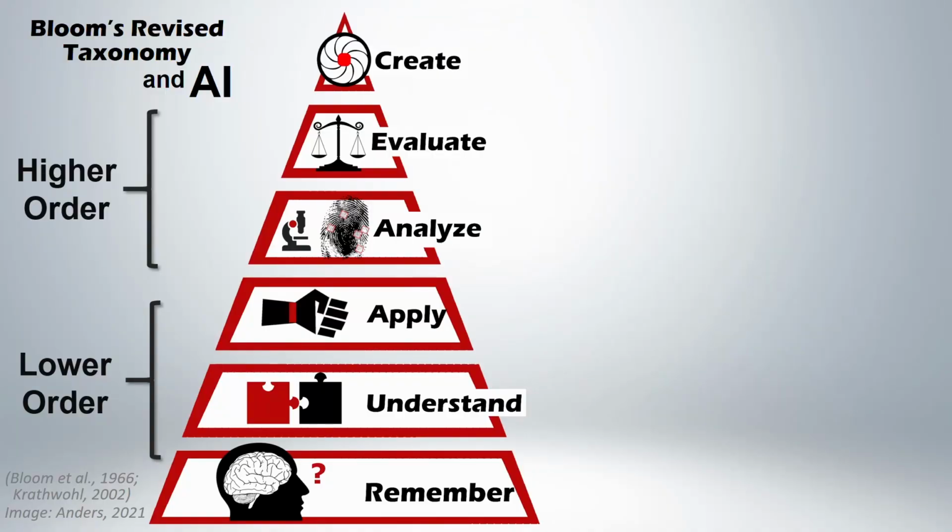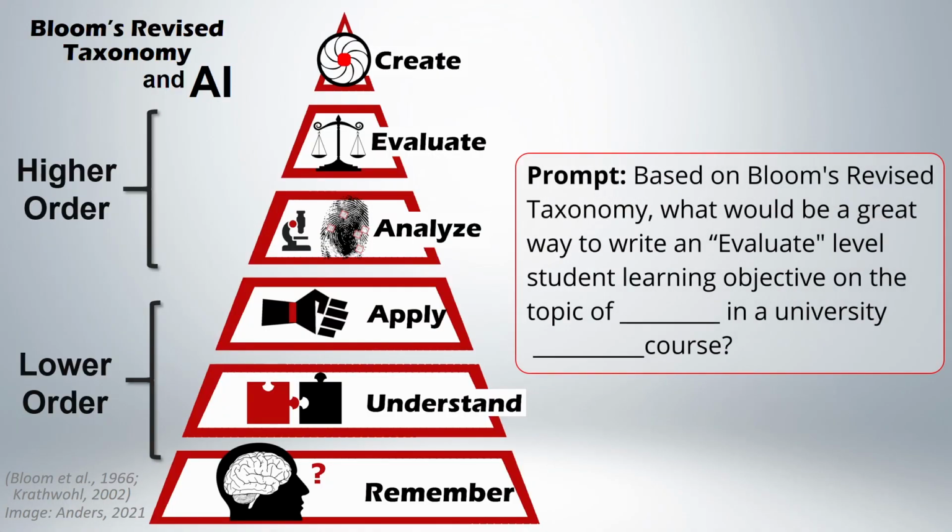We can continue to use AI in the creation of our SLOs by prompting it directly to assist us in creating the SLO directly. A prompt such as, based on Bloom's revised taxonomy, what would be a great way to write an evaluate level student learning objective on the topic of, fill in whatever topic you're doing, in a university blank course. So here's where you would put in the type of course that you have. In this way, you can use a prompt to help develop your SLO to begin with by using AI.